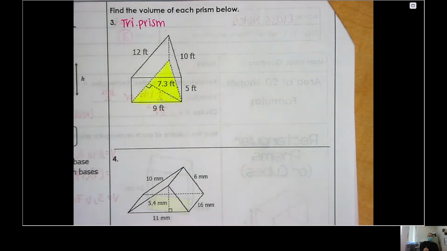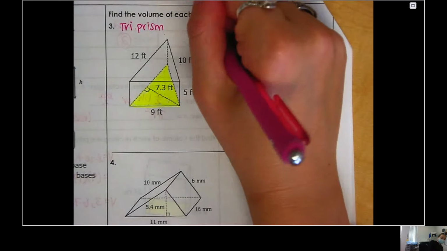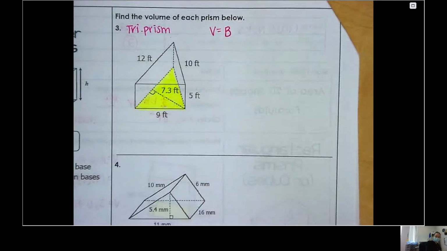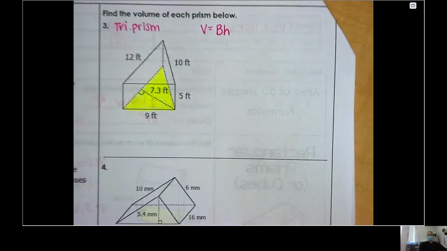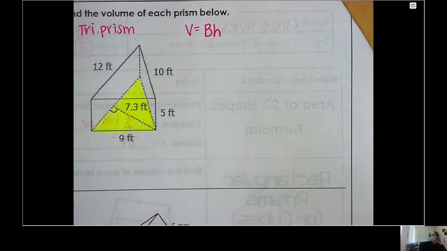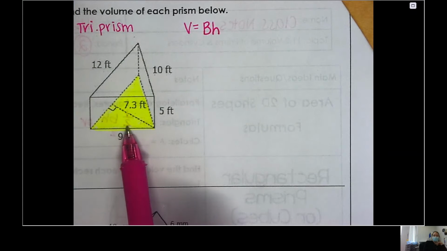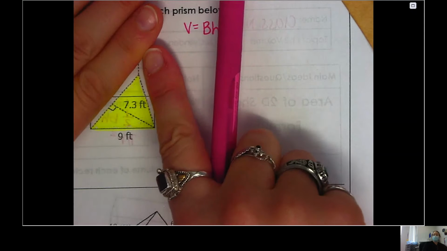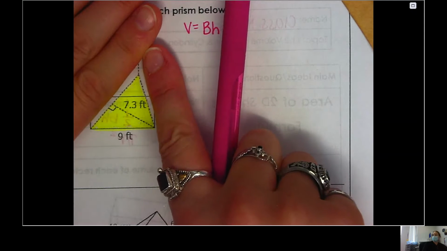Okay. So my volume formula is area of the base, big B, times the height of the whole prism. Now, don't write too big, we have to start by finding the volume of the triangle. So I'm going to ignore everything else, and I'm just going to look at this yellow triangle.